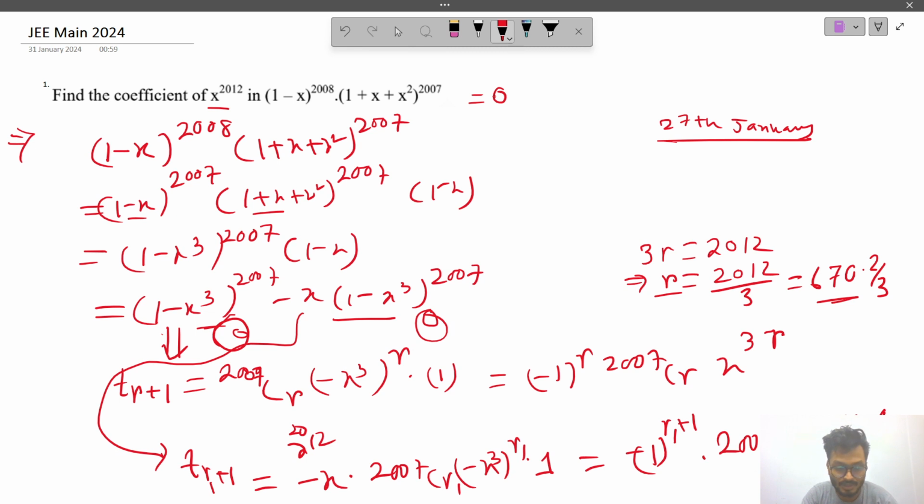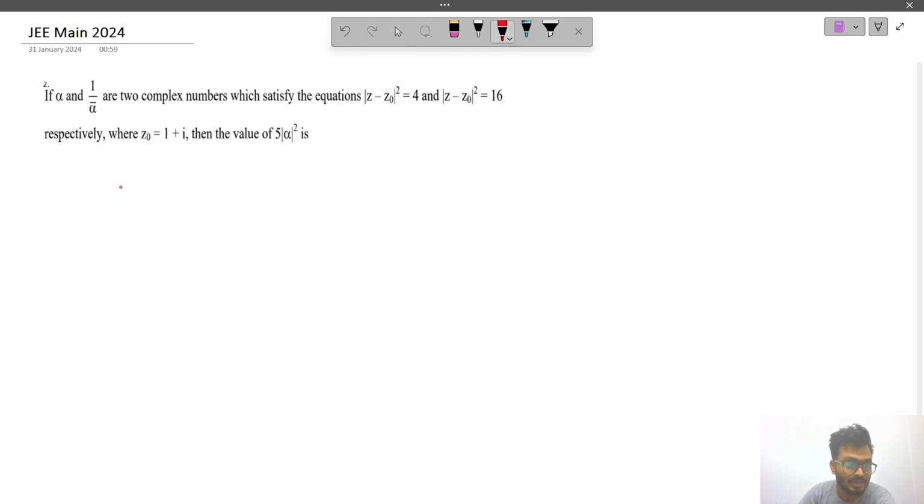So let us look at the second question. In the second question, what is given? Alpha and 1 by alpha bar, these two complex numbers satisfy this equation and this equation respectively, and z naught is this. Then we have to find this value.